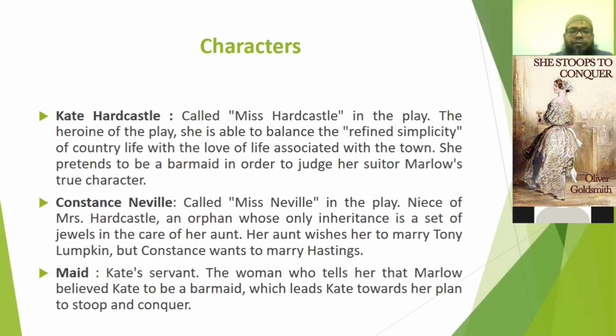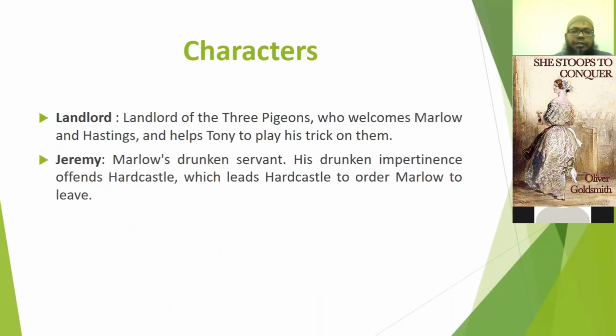Kate's servant is there, who is called Maid, who tells Marlowe about Kate, believing her to be a barmaid. So this is a minor character here. There is a character who is a landlord of the Three Pigeons. Three Pigeons is an ale house where Tony was making fun and drinking, and where he decided to misguide the gentlemen Marlowe and Hastings. And the landlord helped Tony in misguiding the guests, Marlowe and Hastings. And this is the character of the landlord.